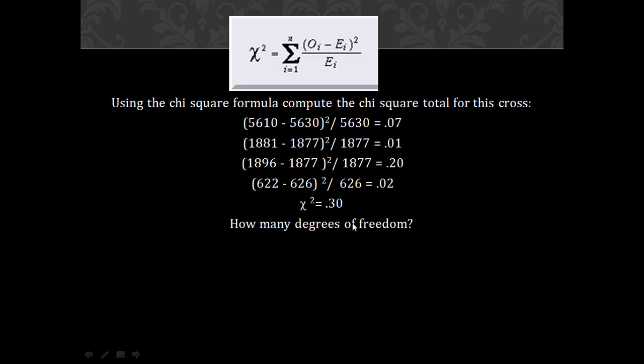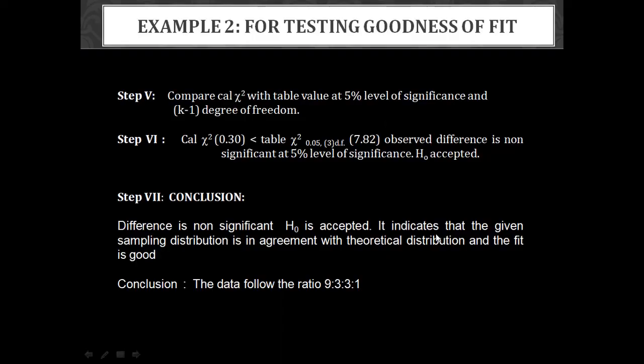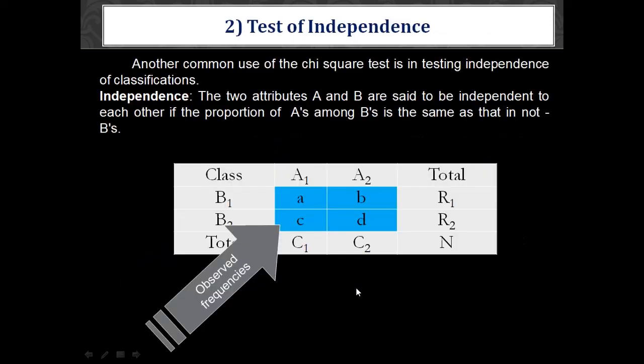Now how many degrees of freedom? Degrees of freedom will be 3 because we have 4 classes, so 4 minus 1, that is 3. And this is the value of the chi-square at 5% level of significance, that is 7.82. That way we say that the difference is non-significant. So that means the data follow this ratio 9:3:3:1. That means the fit is good.